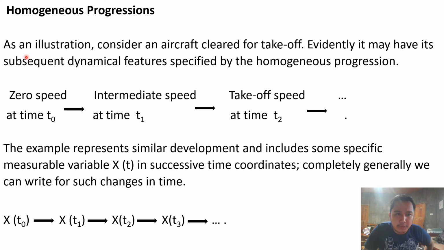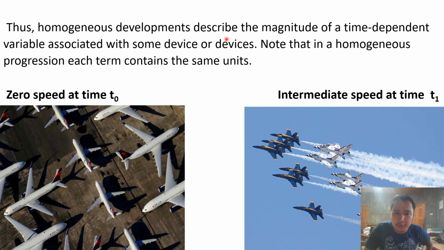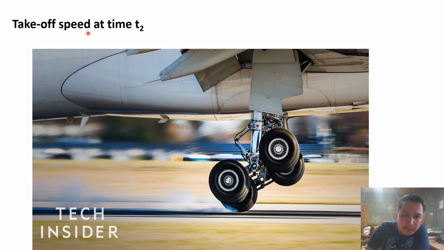Homogeneous progression. This is an illustration of speed. Most describe a magnitude with a variable associated with some device. Note that in a homogeneous progression each term contains the same units: zero speed at time zero, intermediate speed at an intermediate time, takeoff speed at the takeoff time.